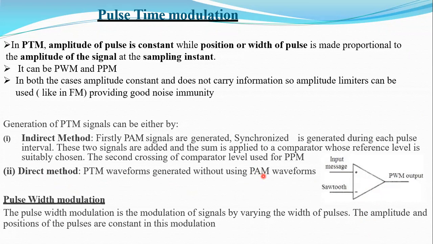So coming to the next one, that is pulse width modulation. The definition of pulse width modulation is the modulation of signals by varying the width of the pulses. We can say it as pulse width modulation, and the constant parameters will be the amplitude and the positions. That means only the width will be varying, and amplitude and positions are constant.